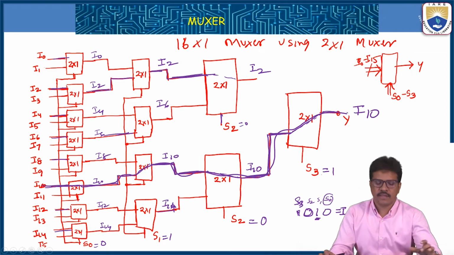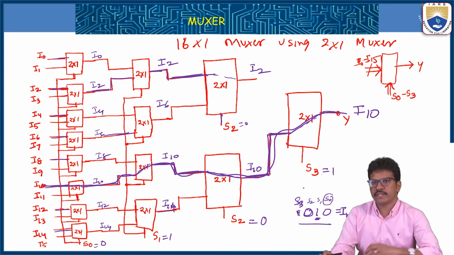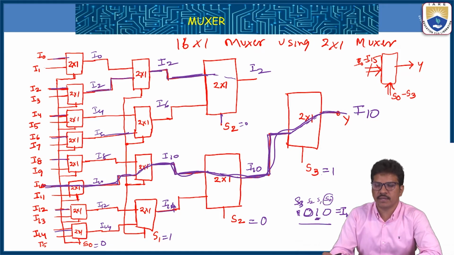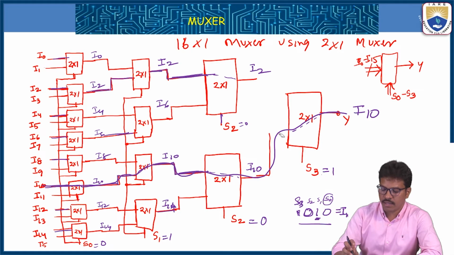So in this way, there are total 16 inputs, I0 to I15. If we design the 16 by 1 multiplexer using 2 by 1 multiplexers, and we are given the select input 1010, it will select I10 to the output. So in this way, we can implement the multiplexer.